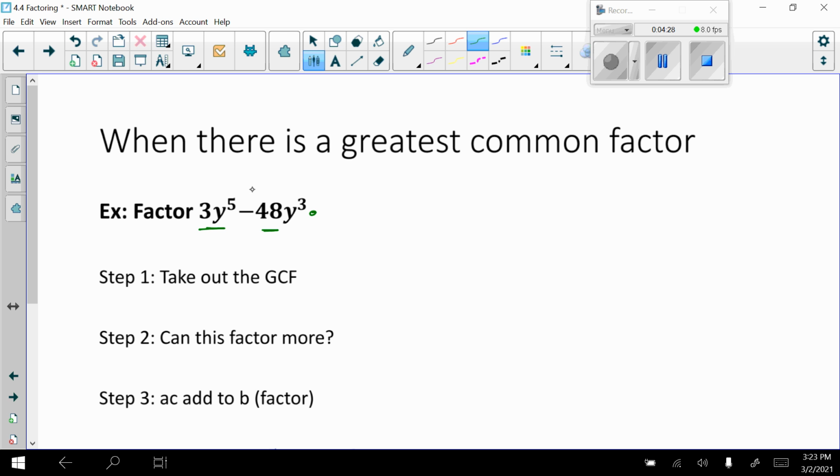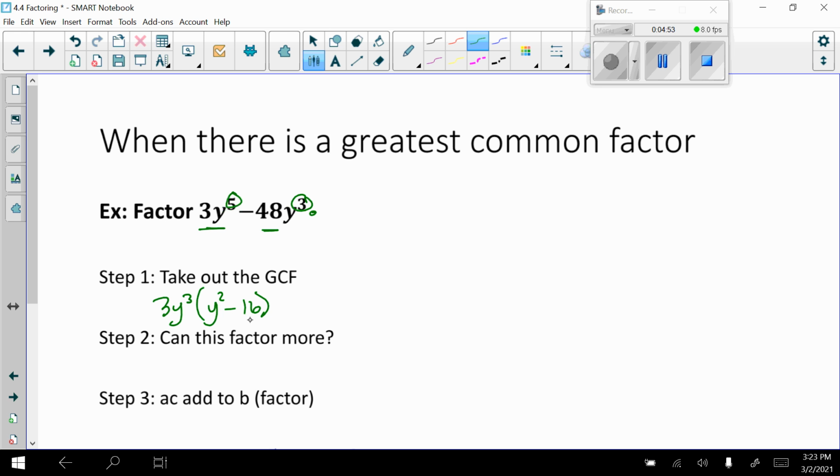And they both have y's, right? I want to take out as many y's as I possibly can. This one's got 5, this one's got 3, so the most I can take out is 3. So I'm going to divide out 3y cubed, right? Because y cubed is the most I can take out. If I divide everything by 3y cubed, I'm going to have y squared minus 16 on the inside there.